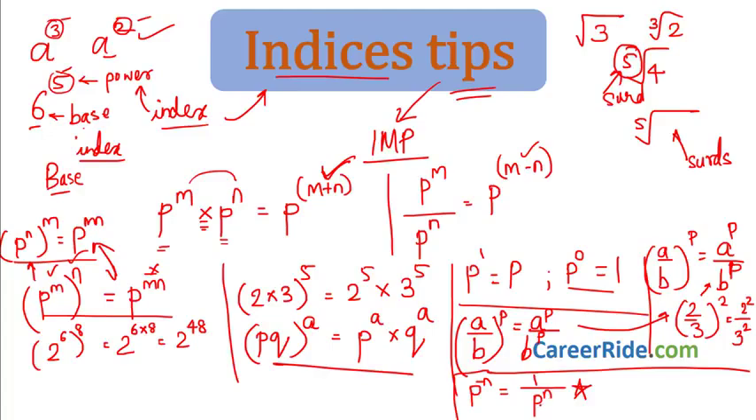Just remember this concept. Also another small thing, say if p raised to n is a plus root b, then p raised to minus n will be a minus root b. You don't have to take 1 upon a plus root b or anything like that. You can directly write if p raised to n is a plus root b, p raised to minus n is a minus root b. This is also an important derivation. Sums can be asked based on this also. So now we have seen some indices tips, let us see some more indices tips.